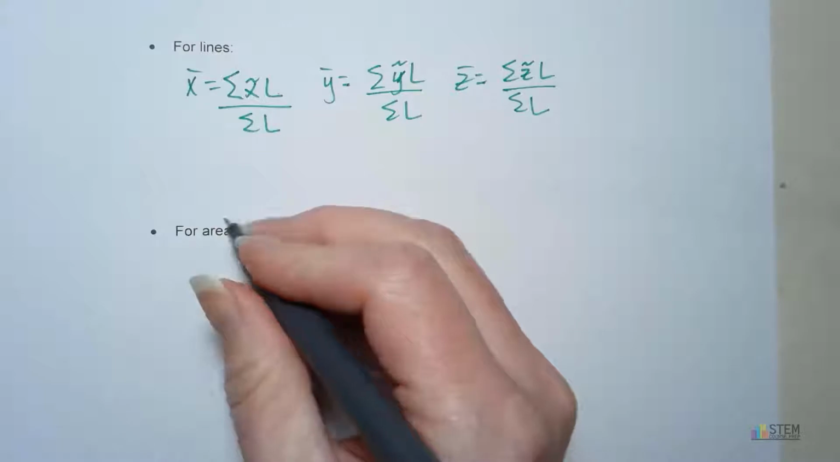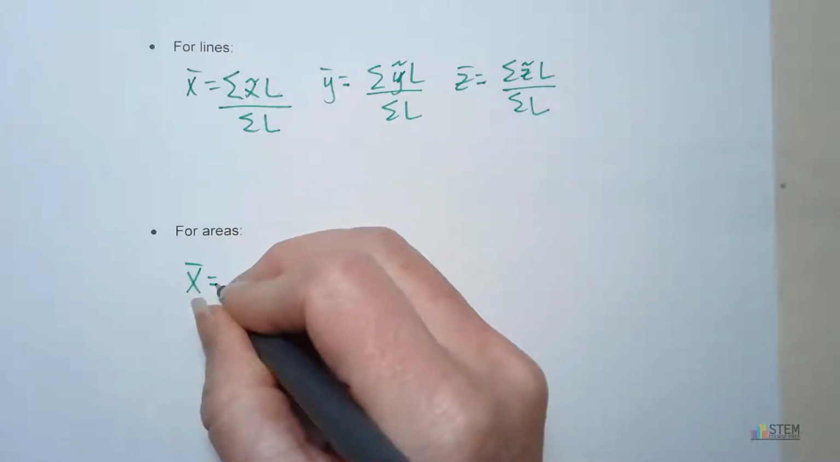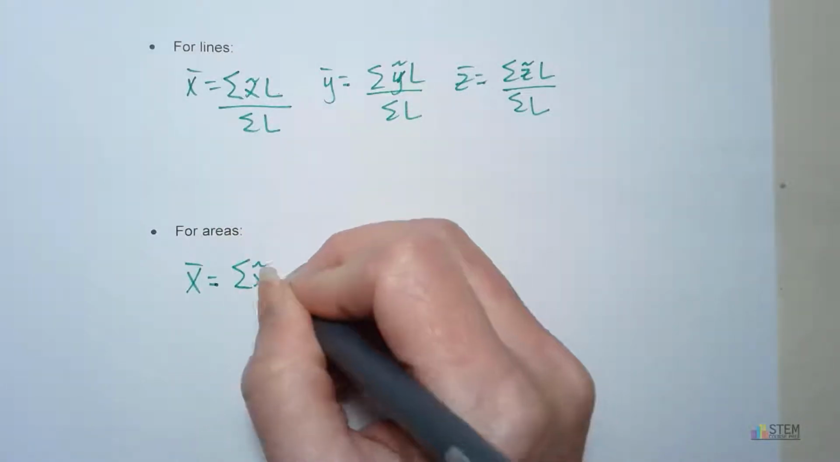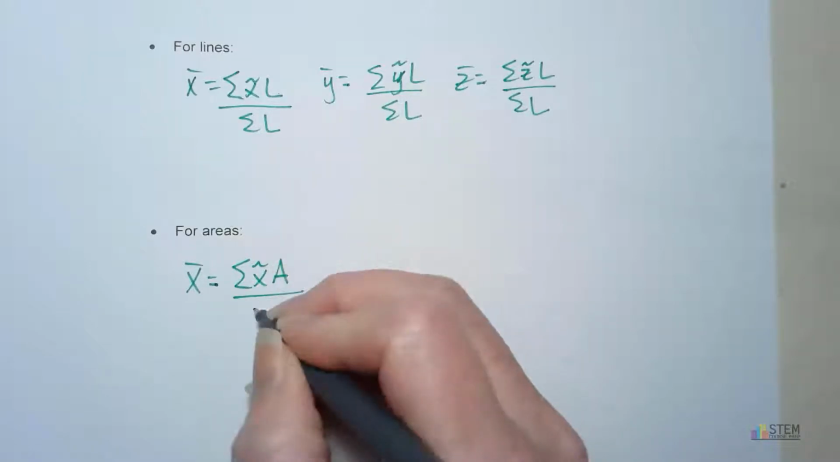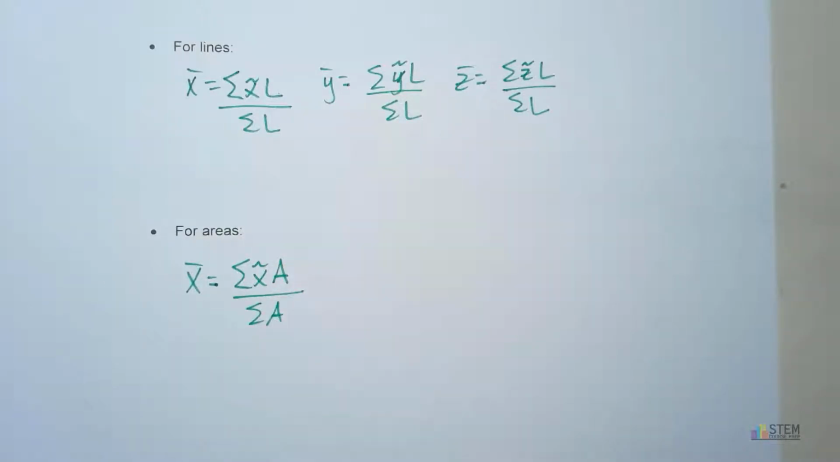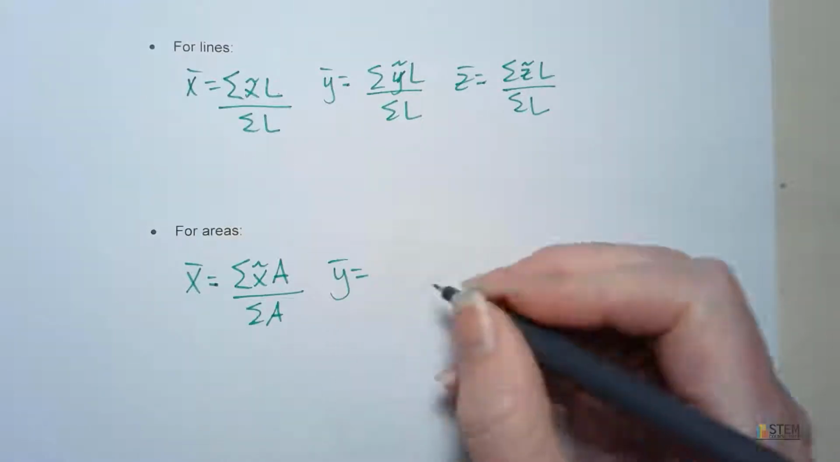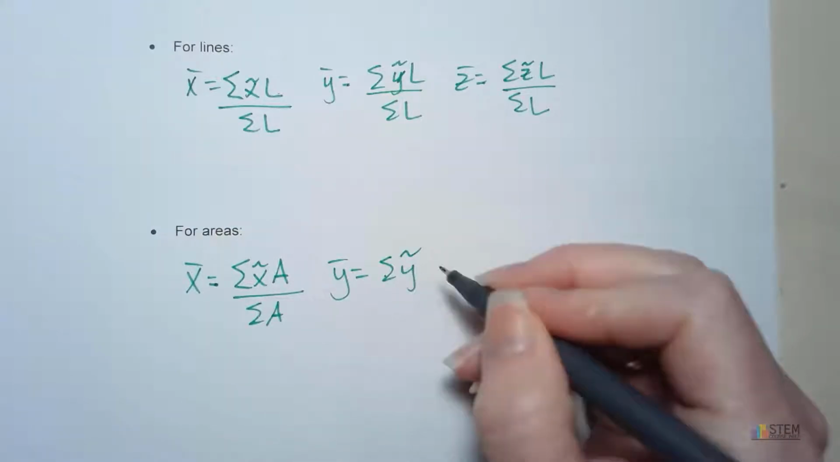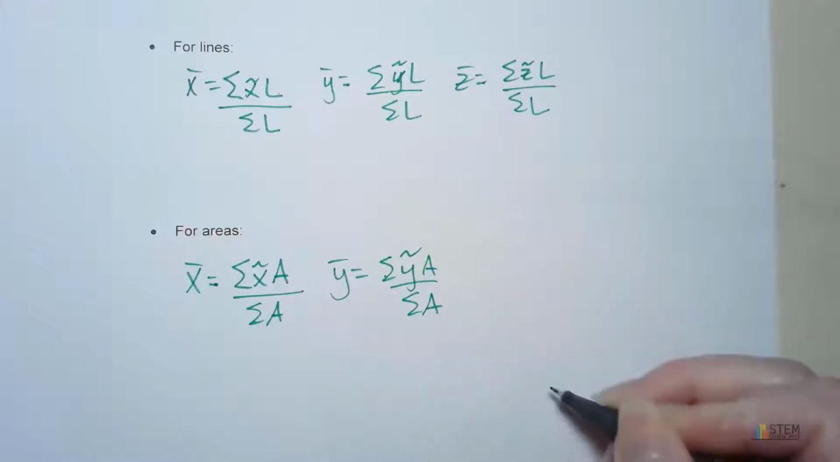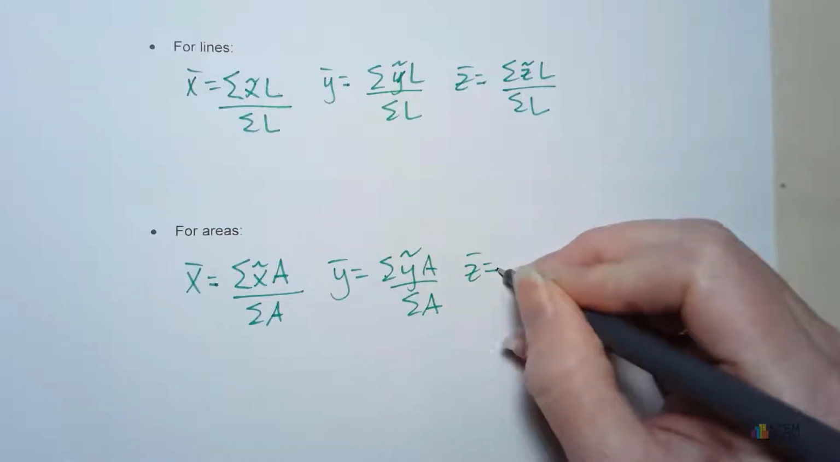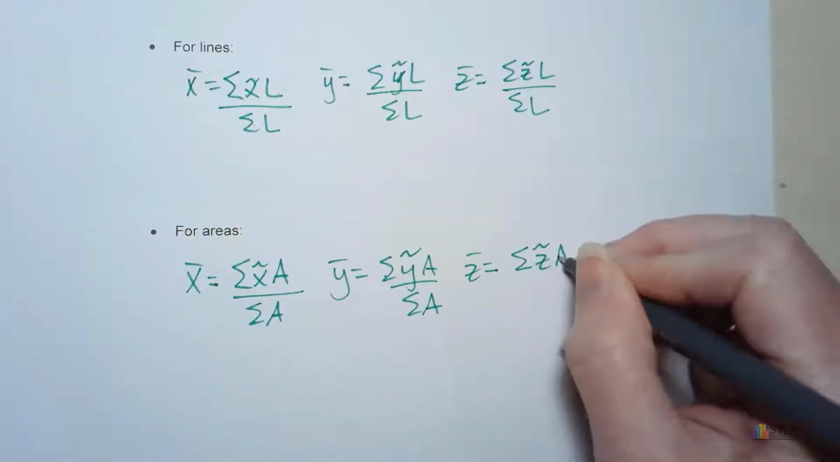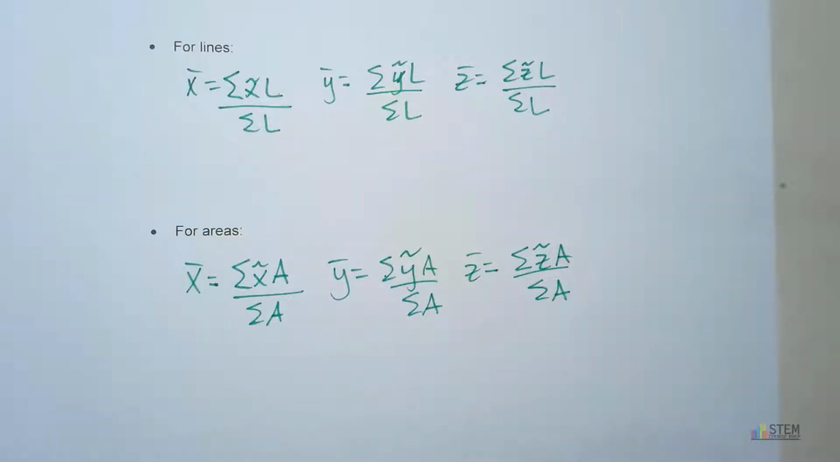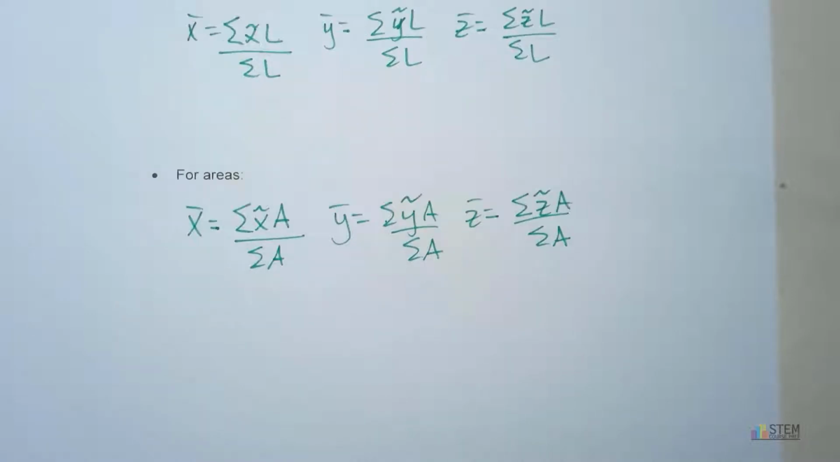For areas, we will have x bar. Now we're going to have the sigma of x tilde A, where A is your area, over the sum of the areas. So this gives you the total area for that denominator. Y bar, you have sigma y tilde times A over sigma A. Finally, z bar, you're going to have sigma z tilde A over sigma A. Pretty simple equations. Nothing really new there.